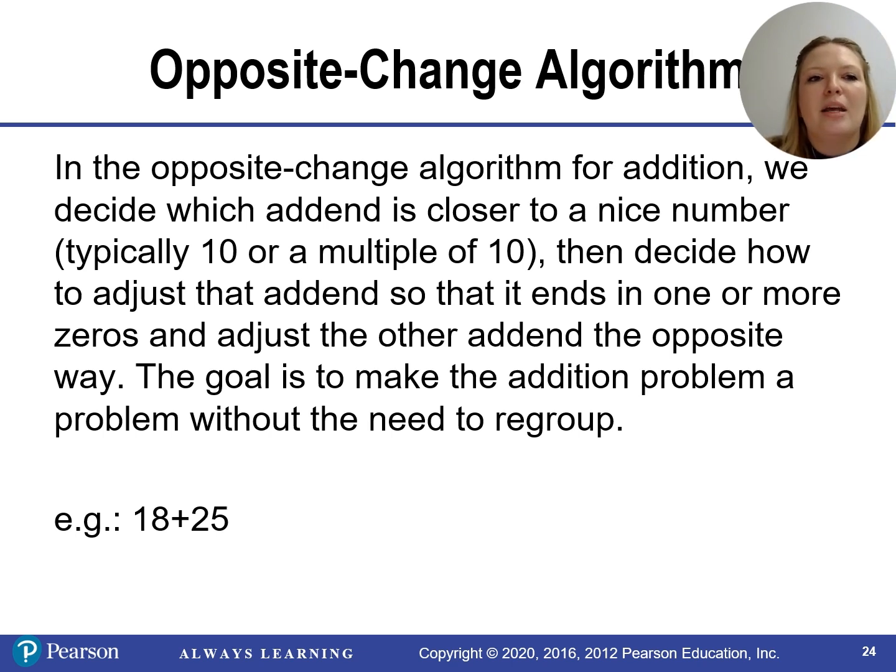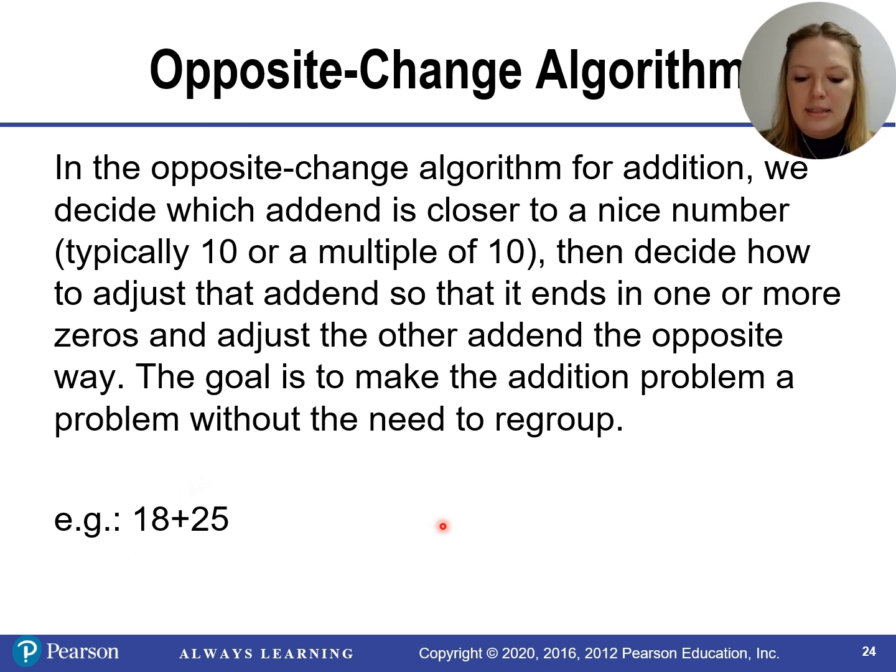We can also use something called the opposite change algorithm. So this is when we form a nice number by bringing one of the numbers closer to a 10 and then adjusting the addend so that it ends in 1 or more zeros. So this is maybe easier to explain through an example. So if I have 18 plus 25, I might say to myself, all right, I want to make this an addition problem without the need to regroup. I could say, okay, well, 18 is pretty close to 20, but I need 2 ones to get to 20.